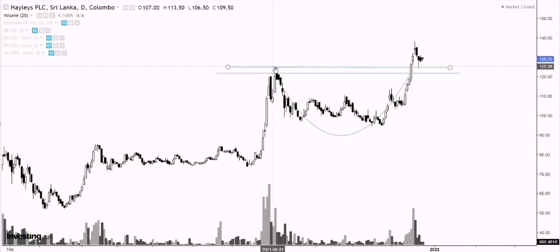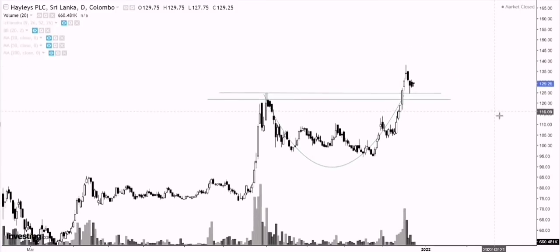So how do we measure the price target from the rounded base? The same way, we take the height of the pattern, which is at 125, and we subtract from it the lowest point of the pattern, which is at around 94.50. So that's around 32.50 points, and you add that to this level right here and you get roughly a price target of around 155. So that is my new price target for Hayleys, solely based on this pattern right here.